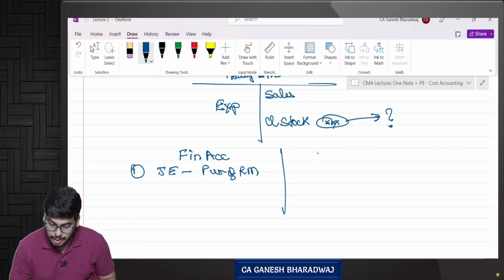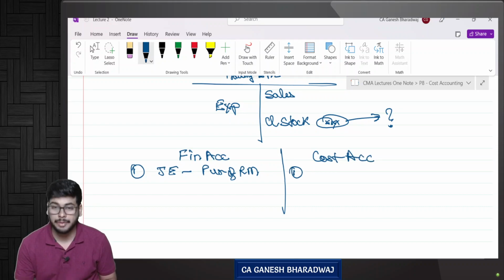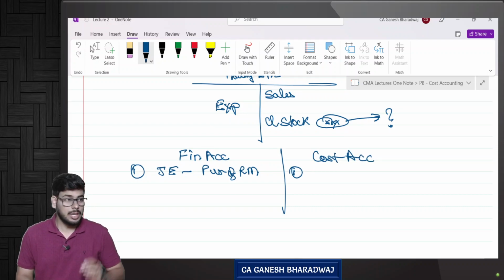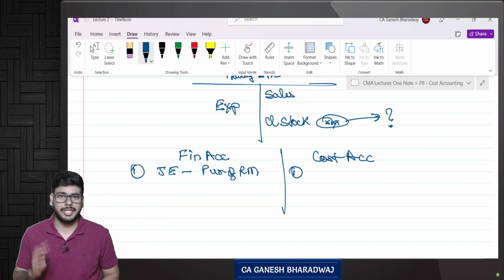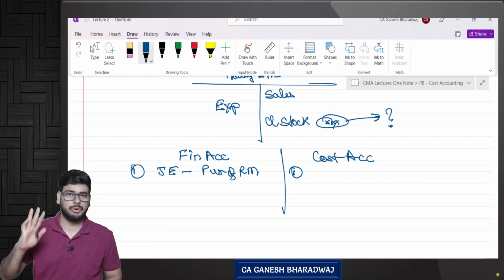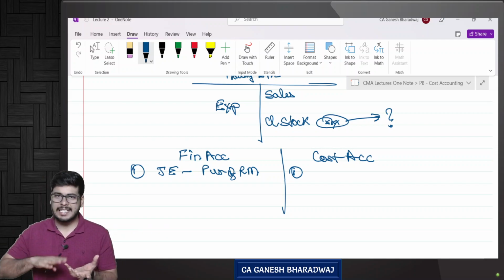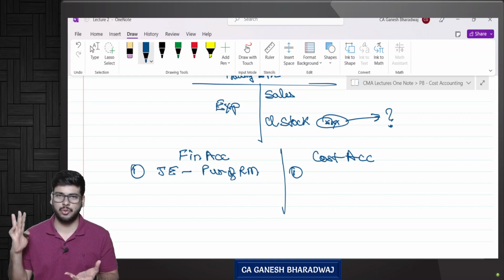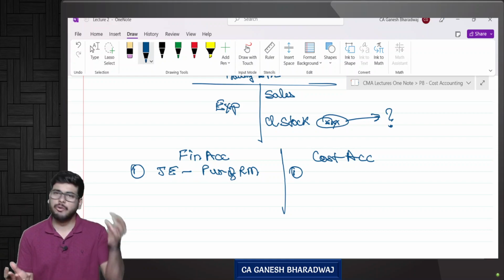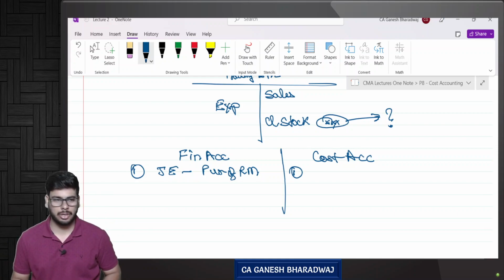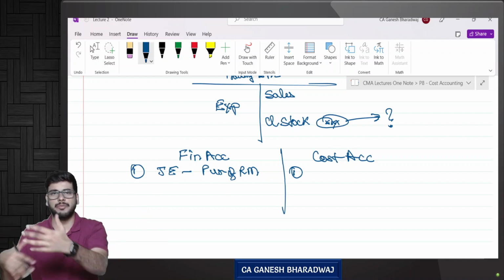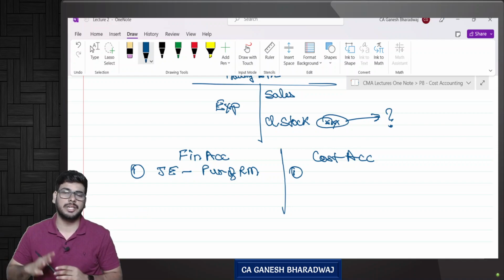Correct? Now, in cost accounting, what will we do? This raw material that you have purchased from a creditor needs to be converted into a finished good. For that, you will put it into a machine. Correct or not? That raw material will be put into a machine, processed, and converted into an FG.